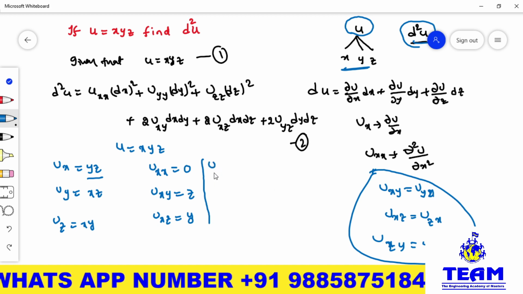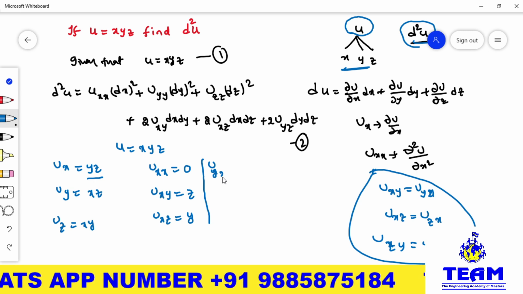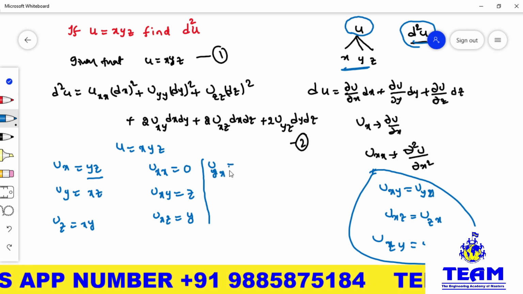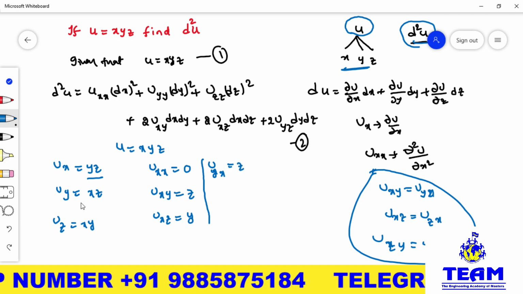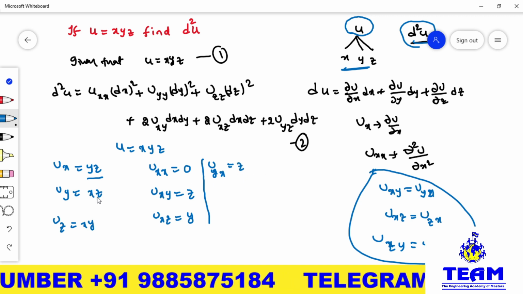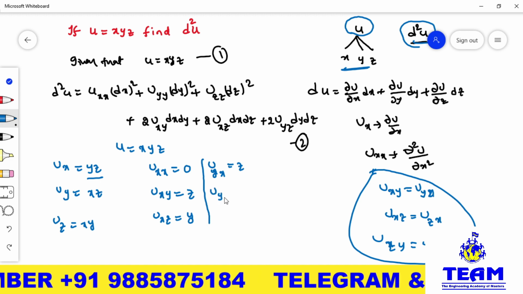Now u x completed. Now go for y with respect to x. Uy with respect to x. Is there any x term here? Yes, you have an x term and a z term. So z you write on. Now x derivative with respect to x partial is 1. 1 into z is z. Completed.